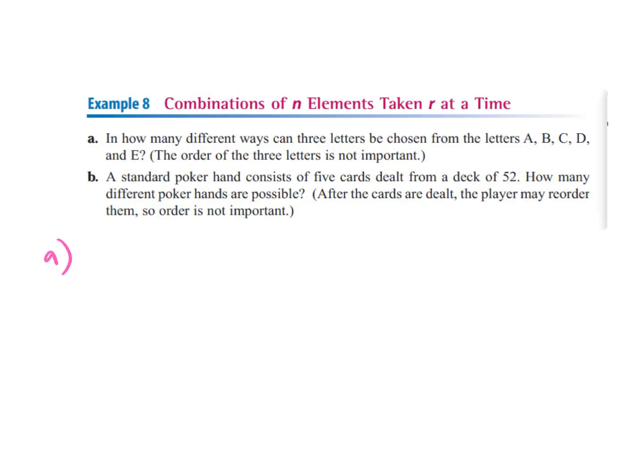So example 8a. It says, in how many different ways can 3 letters be chosen from the letters A, B, C, D, and E? The order of the 3 letters is not important. So I know that this is going to be a combination. How many letters total do I have? 4, 5. We have 5 letters total. And how many are we picking? 3. So 5, and we're choosing 3. So we have 5 factorial over 5 minus 3 factorial times 3 factorial.